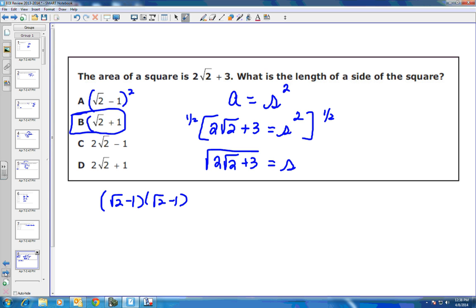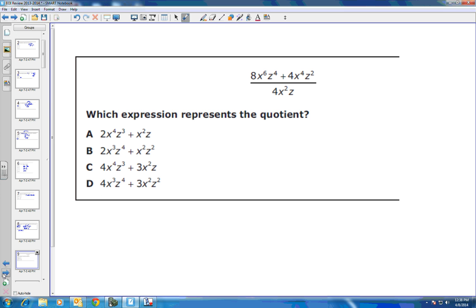All right, you ready for the next one? Which expression represents the quotient? So just looking at it, what do you think I'm going to have to do? Divide it, okay, and just kind of simplify. So look, here's what I actually have. 8x to the 6th, z to the 4th. I'm kind of just separating these out. Plus 4x to the 4th, z squared over 4x squared, z.